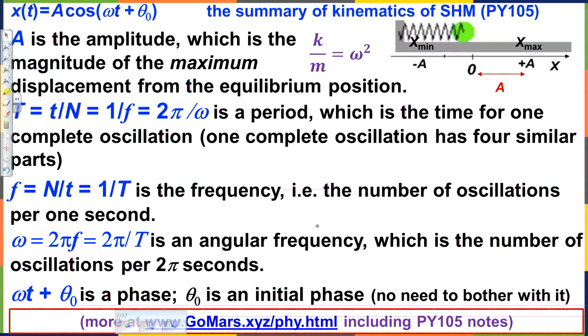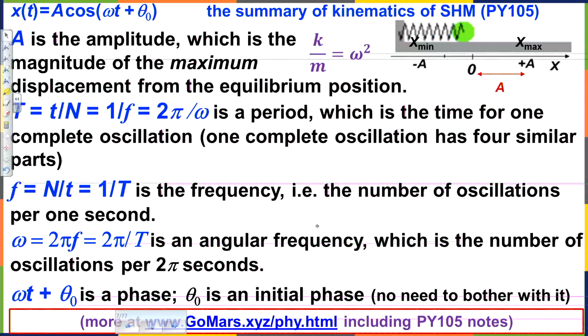This is a slide, and just to review the definitions. What is a period and how can we calculate it? If we calculate a time of 10 oscillations, the time of 10 oscillations divided by the number of oscillations, the period and frequency related, inversely proportional. Angular frequency tells us how many oscillations happens in 2 pi seconds.